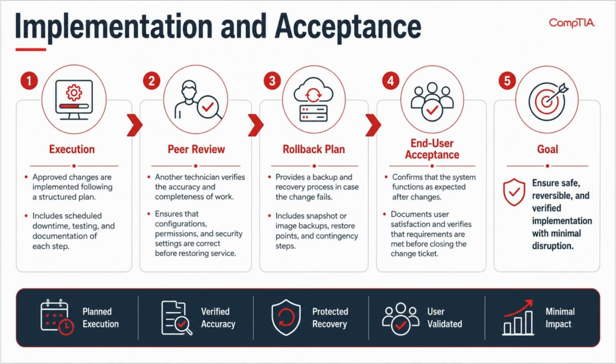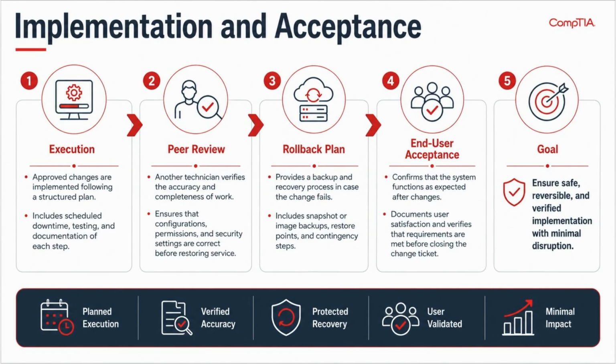Execution means approved changes get implemented following a structured plan, including scheduled downtime, testing, and documentation of each step. Peer review has another technician verify the accuracy and completeness of the work, ensuring configurations, permissions, and security settings are correct before restoring service.